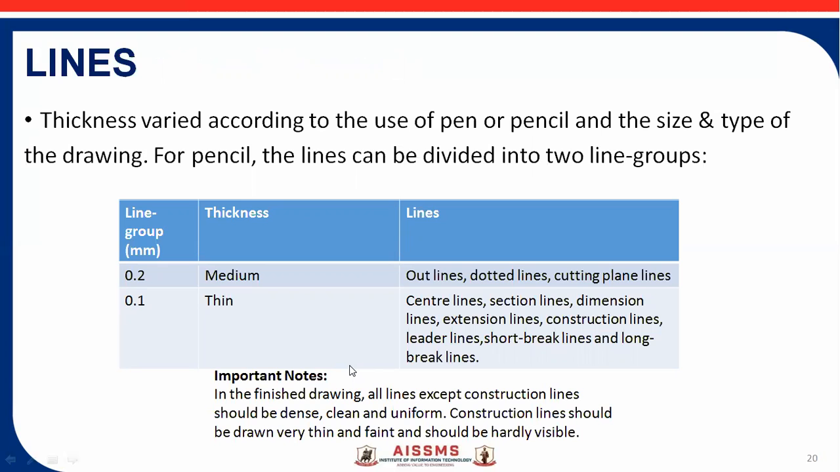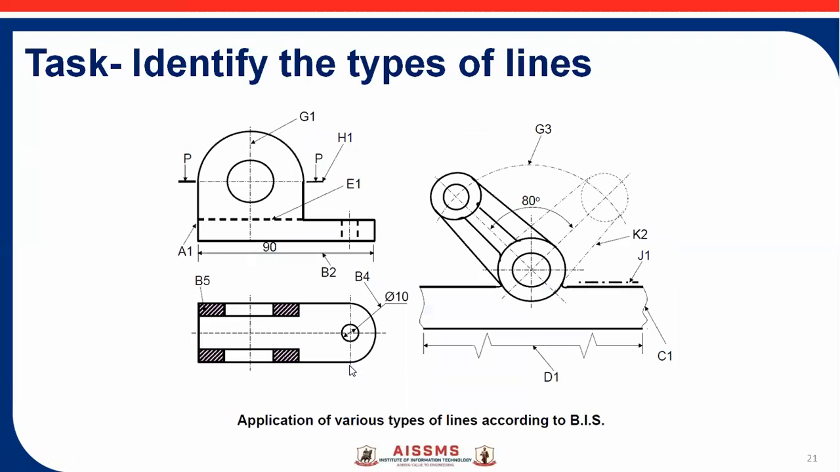For the thin line we have to use 0.1 and 0.2 line groups. So obviously three types of pencils we are going to use to represent the lines. H, to show the thin lines, the symmetrical line or the center line. You can use the 2H pencil, and to show the construction line, you can go for the 4H pencil. So this is the task for you for the next lecture: you have to identify the different types of lines and name them in these drawings.